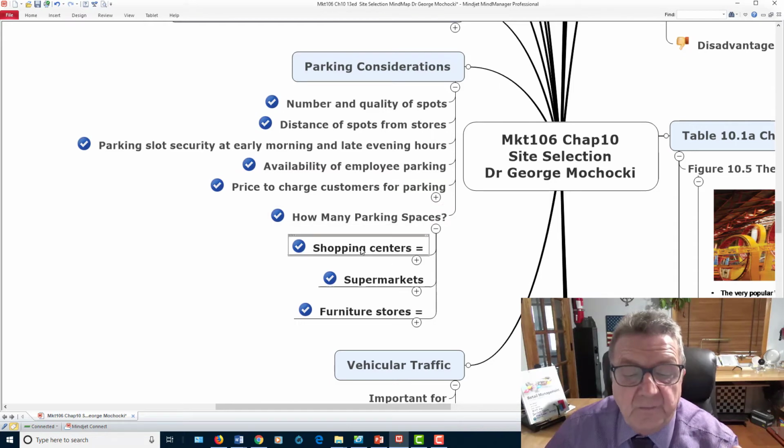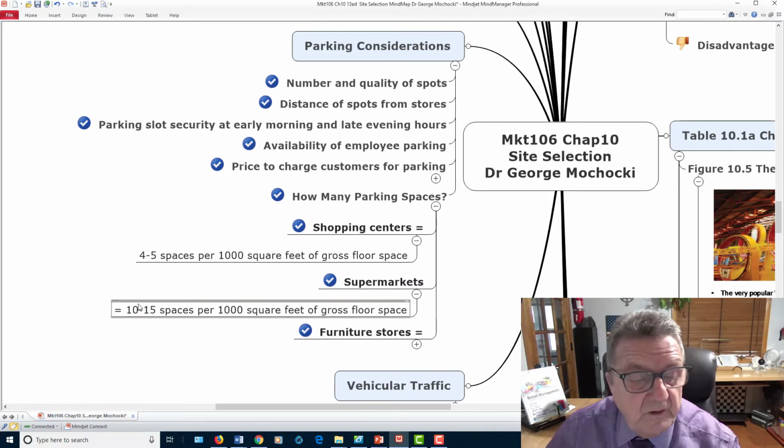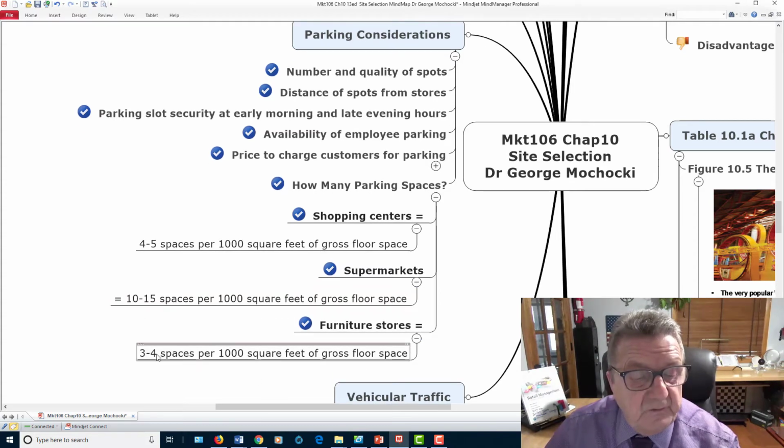How many parking spots? Shopping centers, basically, they tell you 4 to 5 for every 1,000 square feet of gross space, because you've got a lot of people buying a lot of stuff, more people coming in. Supermarkets, 10 to 15 per thousand, more people, larger, like Walmart, Kmart, you know what I mean? Furniture stores, 3 to 4 again. How often are they going to come in? They're not going to get as much, but you still have it by square foot.